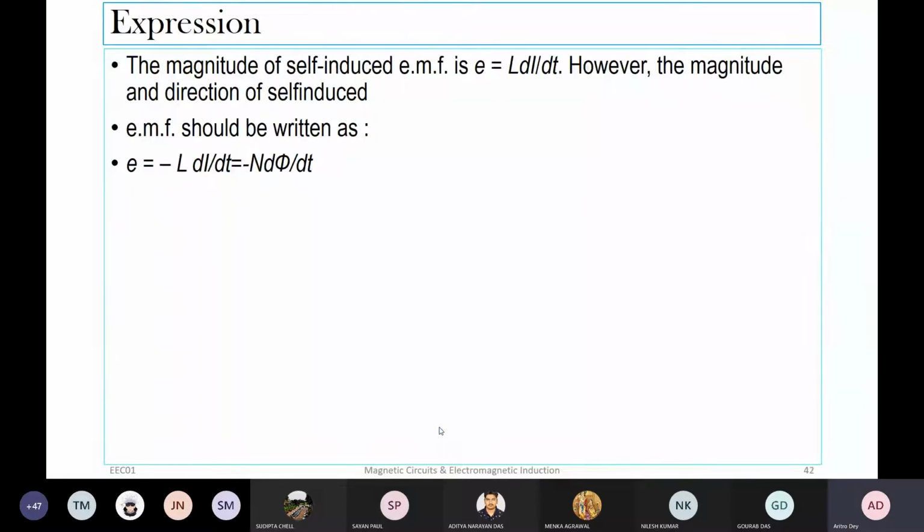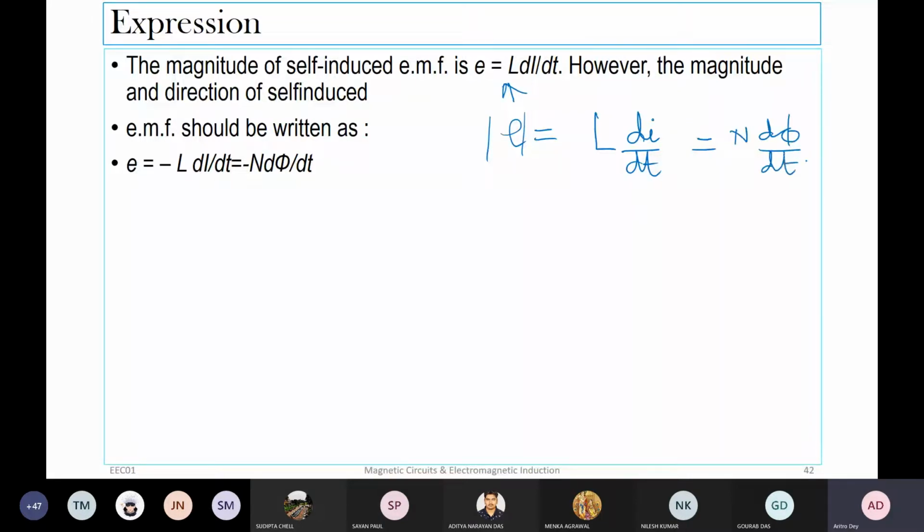Now let us come to the expression. How is self-induced EMF related to the inductance? Self-induced EMF is trying to nullify the change, so it is proportional to the rate of change of current, and that proportionality constant is your inductance. So magnitude wise we can write that the magnitude of E is equal to L into di by dt, right? And as per Lenz's law, we can write N into d phi by dt.